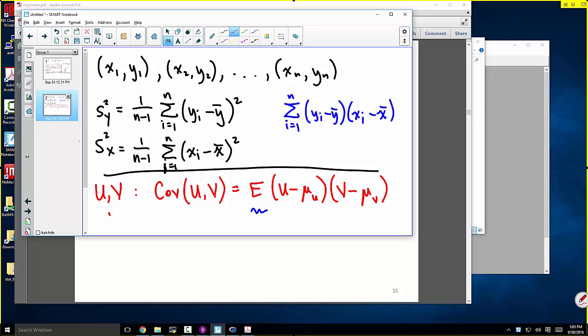So for example, the variance of y is equal to the expected value of y minus its mean, squared. And we estimated it by replacing the mean of y with the sample mean and an expectation with basically an average. Add them all up and divide by not n, but n minus 1, just for technical reasons. But roughly speaking, s squared y is the average squared deviation around the sample mean of y.